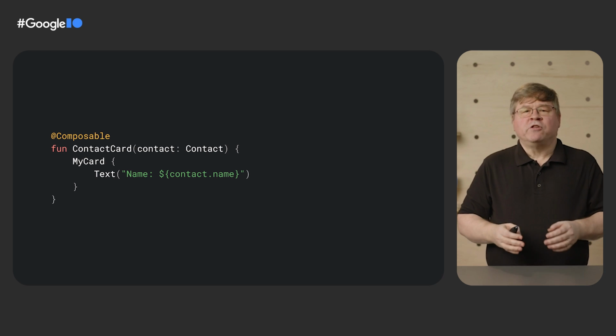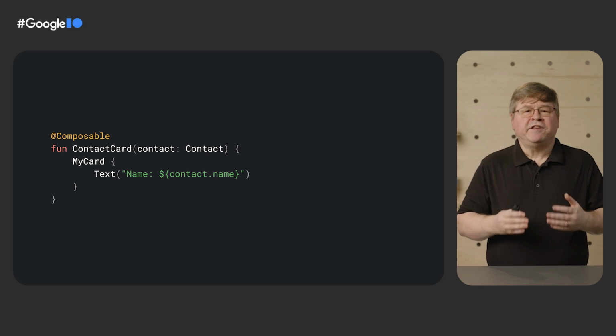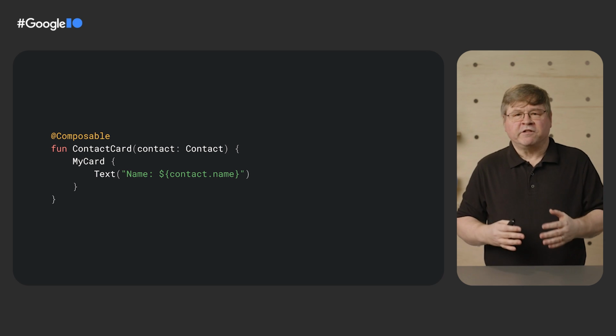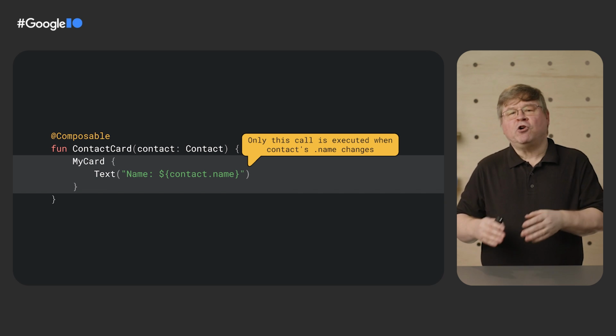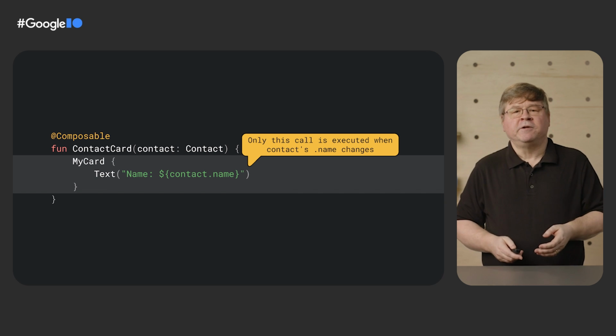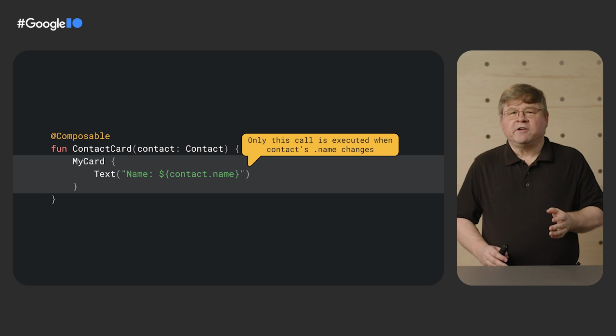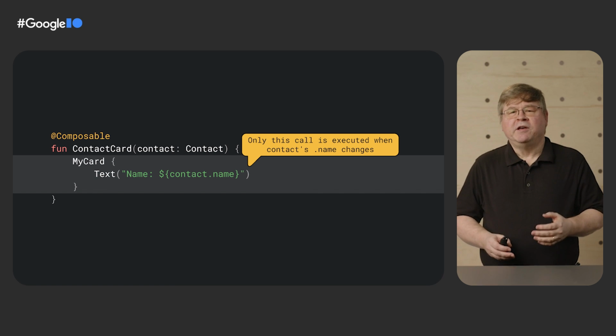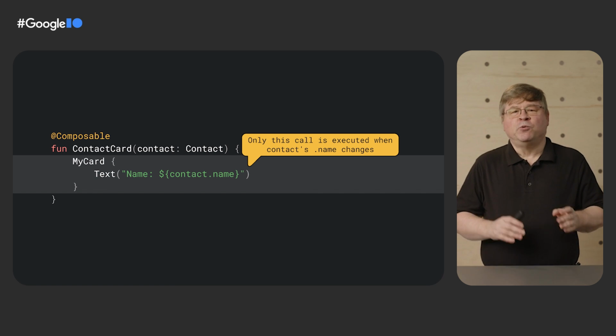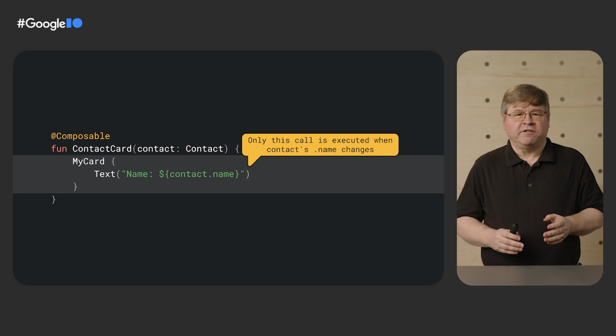One way to take advantage of this is by nesting, as nesting implicitly creates function instances. Here, for example, when the contact's name changes, only the call to text will be re-executed. The calls to contact card and my card are skipped as they do not read the contact's name, just the call to text does, which is captured in a function instance.